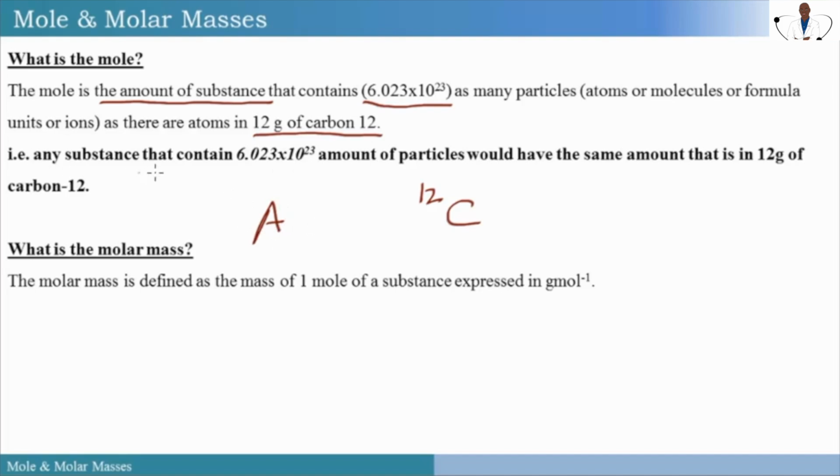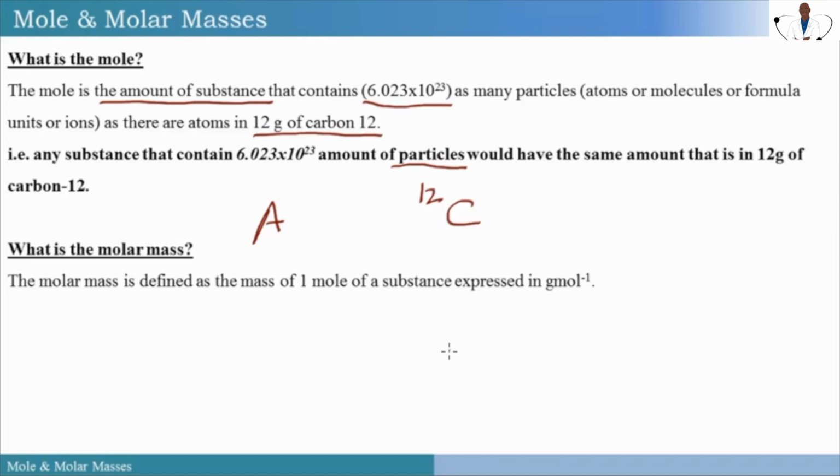So any substance that contains 6.023 times 10 to the 23rd amount of particles would have the same amount that is in 12 grams of carbon-12. Now remember that we can change particles to molecules, electrons, ions, and so on. So instead of saying the number of particles, I could say the number of molecules, the number of ions, the number of electrons, and so on.